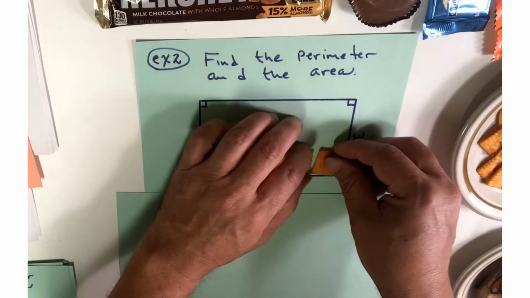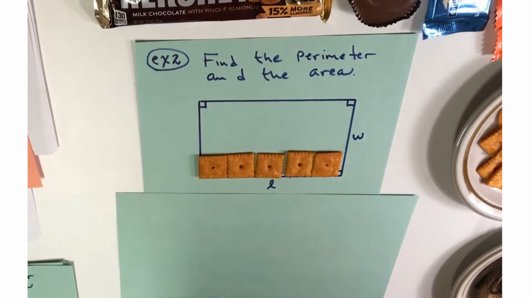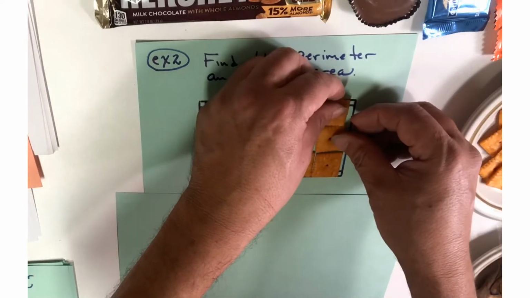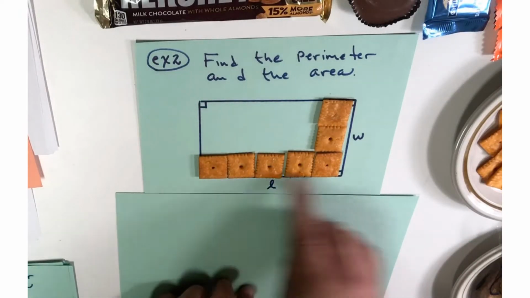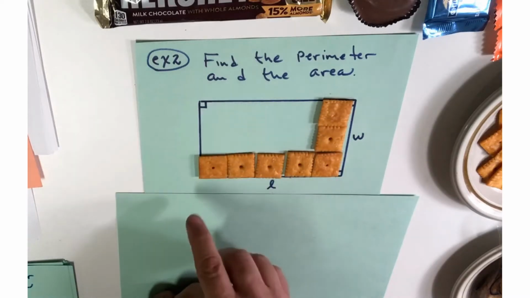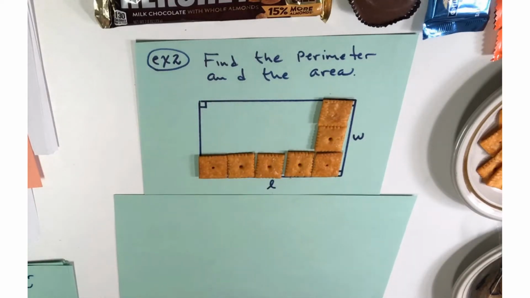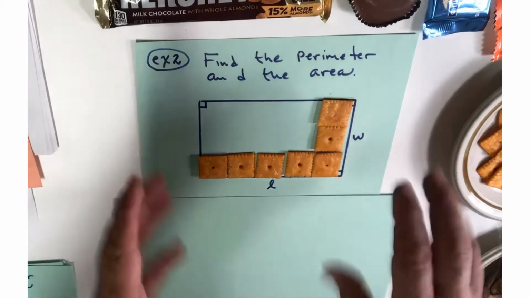Let's see. In my length, it looks like 5, and in my width, it looks like 3. So how many would it take for me to fill all this out? Well, it'll be 5, 5, and 5. So you can see that the inside part, the area, is 15. What about the perimeter? Well, it's 5 plus 3 plus 5 plus 3. And therefore, that's how you get it. 5 plus 3 is 8. Plus 5 plus 3 is 8. 8 and 8 makes 16. So you can do it that way.